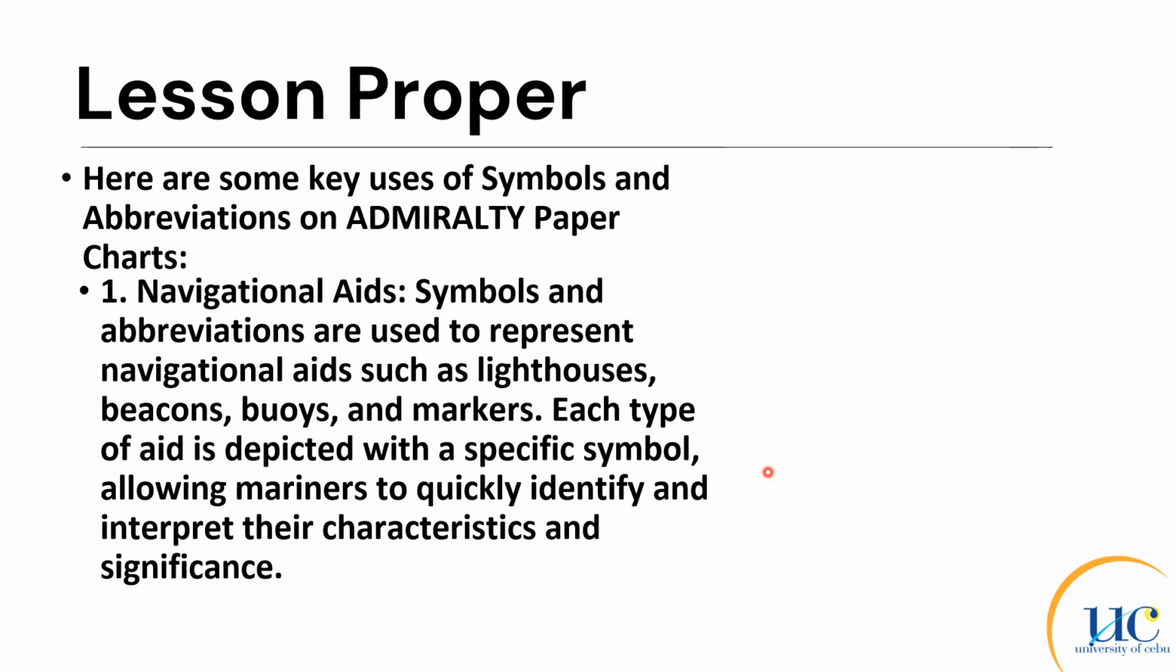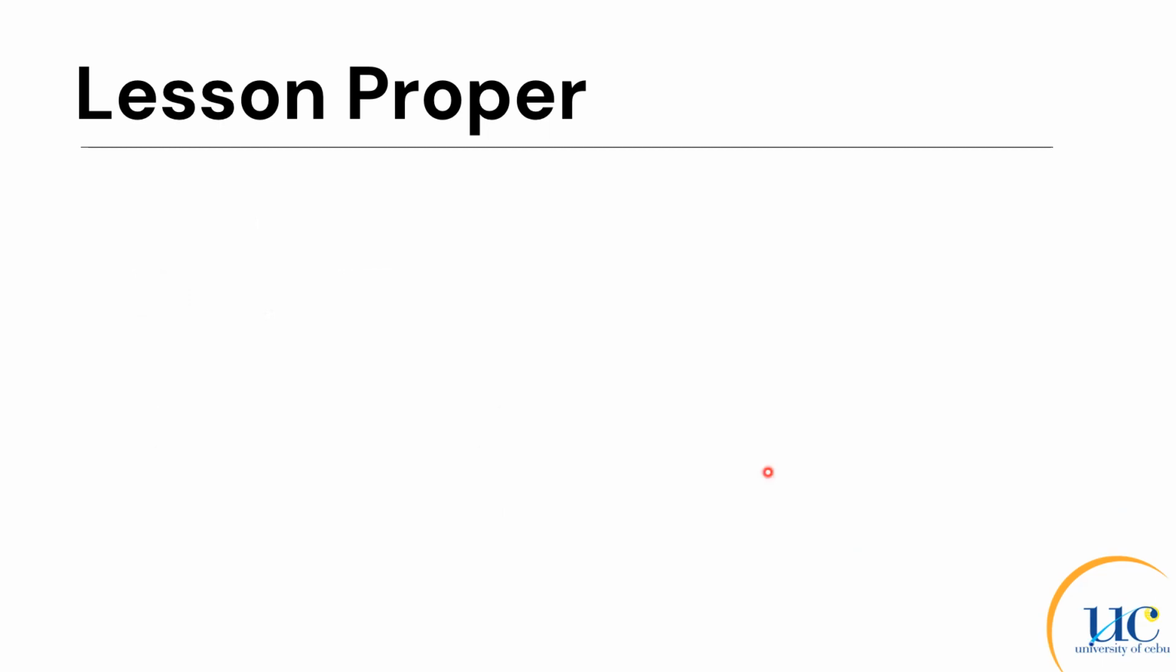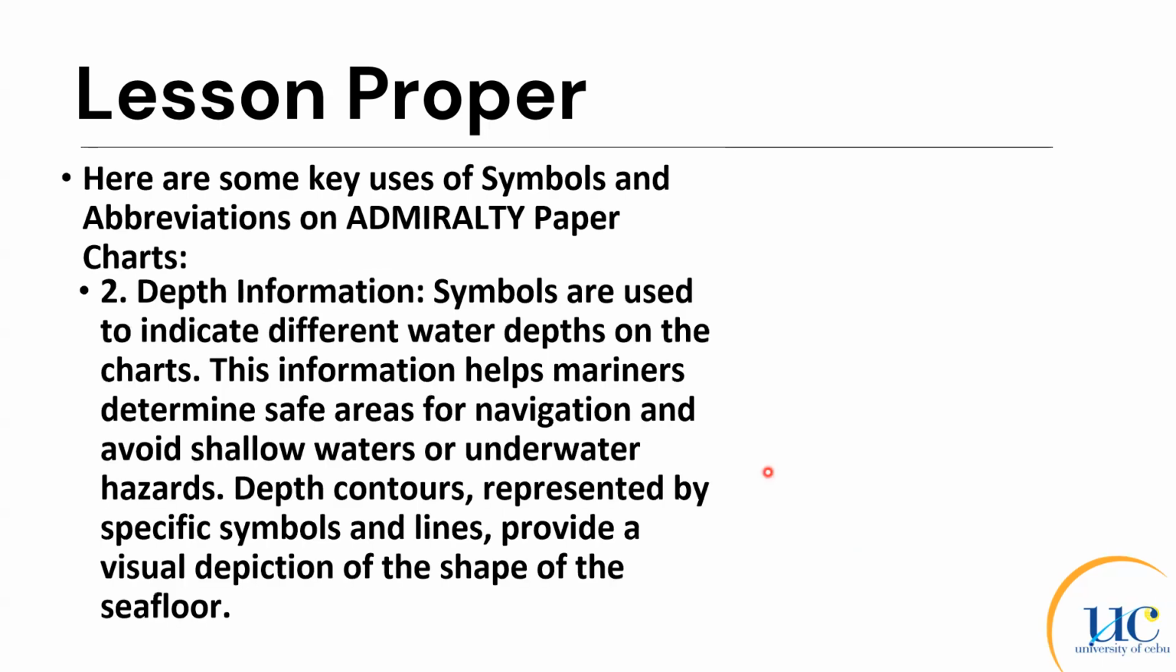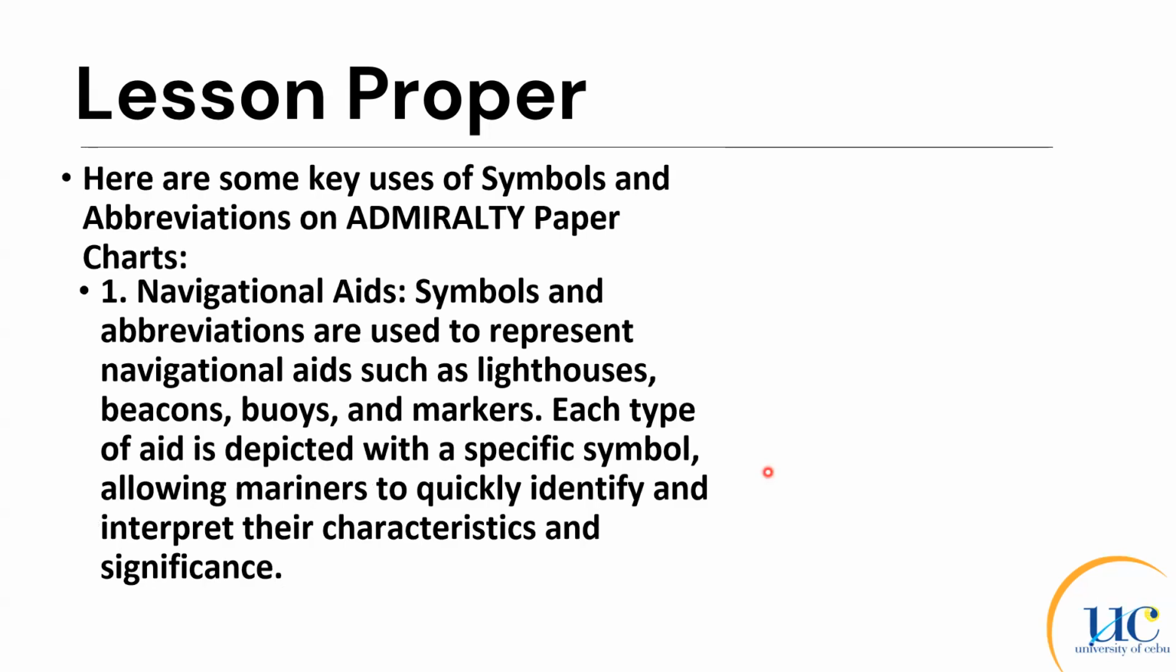Symbols and abbreviations are used to represent navigational aids such as lighthouses, beacons, buoys, and markers. Each type of aid is depicted with a specific symbol, allowing mariners to quickly identify and interpret their characteristics and significance. So, depth information, no? So kani sa task 1, navigational aids.